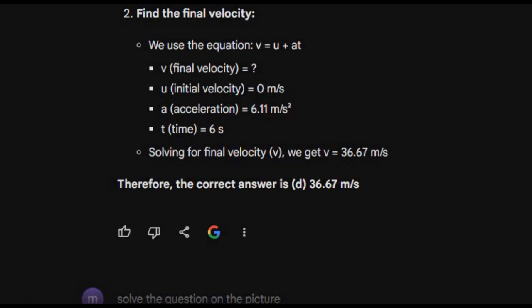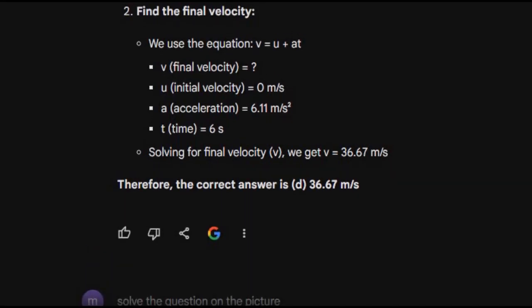2. Find the final velocity. We use the equation v equals u plus at. V, final velocity, equals... u, initial velocity, equals 0 meters per second. Acceleration equals 6.11 meters per square second. T, time, equals 6 s. Solving for final velocity v, we get v equals 36.67 meters per second. Therefore, the correct answer is D, 36.67 meters per second.